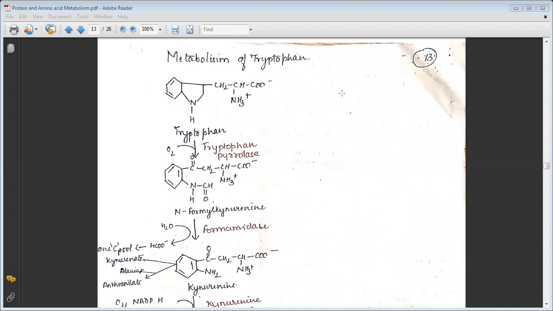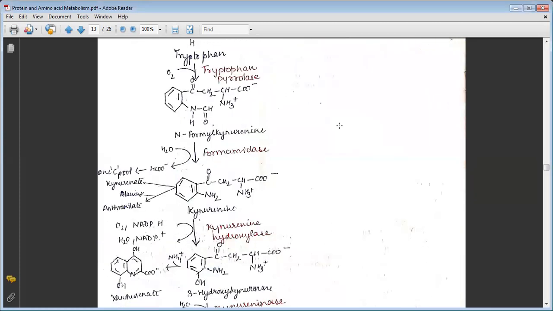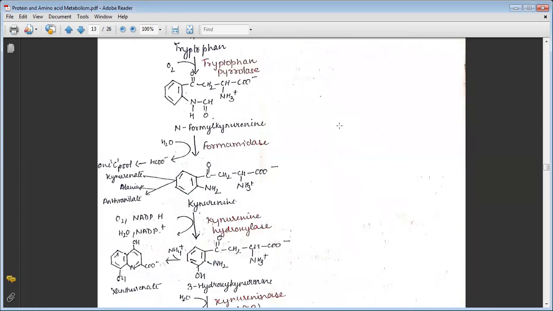Then oxygen is being added to it. The N-formyl kynurenine is being changed into kynurenine in the presence of formamidase, and the formyl group is being converted into HCOO negative. Then this kynurenine is being changed to 3-hydroxykynurenine in the presence of kynurenine hydroxylase, and this kynurenine is being changed into kynurenate and alanine and anthranilate.